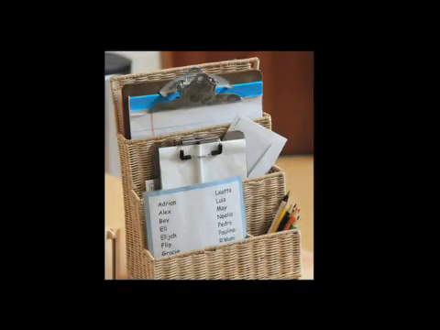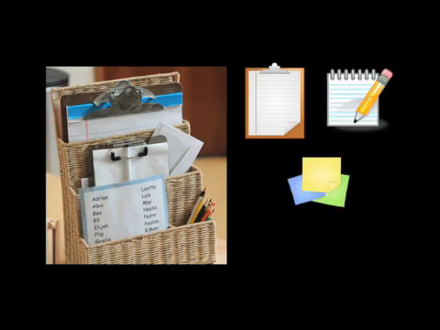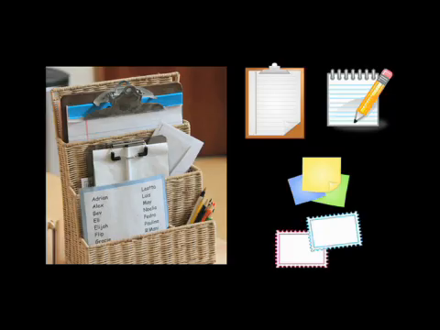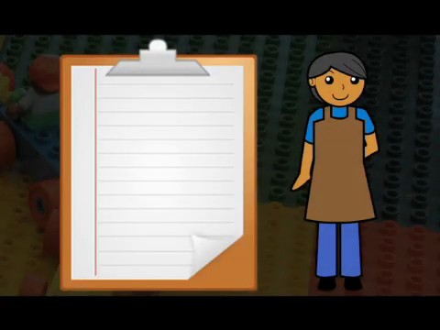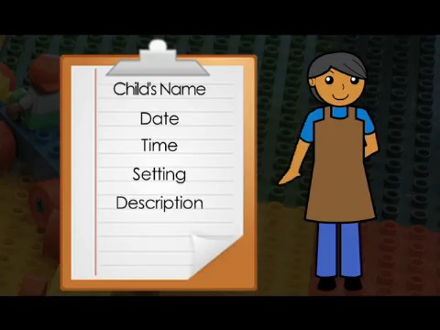Teachers have figured out all sorts of ways to take anecdotal records in their busy classrooms. Teachers use clipboards and notepads, sticky notes, and mailing labels just to name a few. Regardless, the note needs to include some basic information: the child's name or initials, the date, the time, and the setting, a clear description of the observation and the name of the observer.